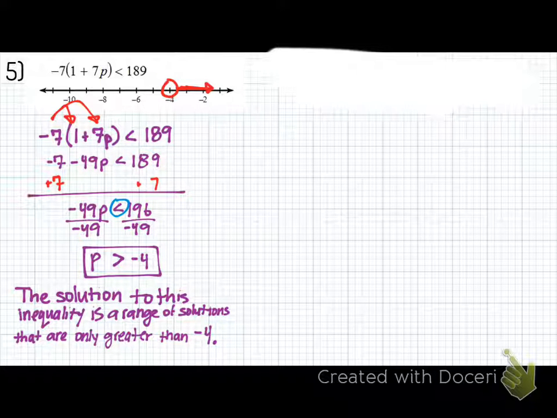So when we're done, just wipe down your boards and put them neatly in the center with the markers. And that concludes the lesson.